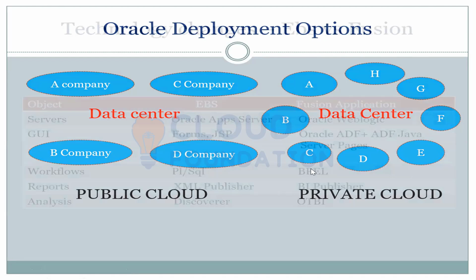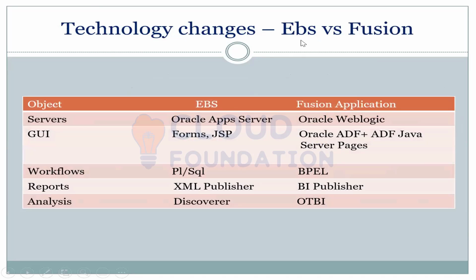Okay. So these are the technology changes, EBS versus Fusion. In EBS, we have Oracle App Servers. In Fusion, we have Oracle WebLogic. For GUI, we have forms and JSP pages in EBS. In Fusion application, we have Oracle ADF Java Server Pages. For workflows, we have PLSQL and BPEL, that is Business Process Execution Language. And we have XML Publisher in EBS, and in Fusion application, we have BI Publisher.